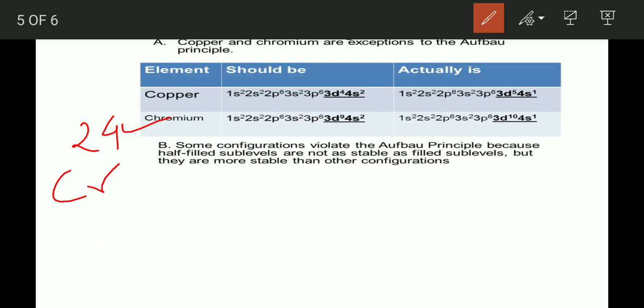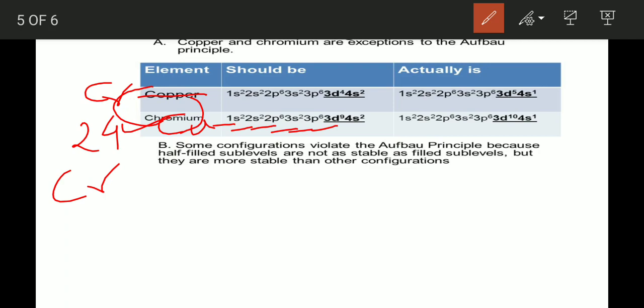When we write the electronic configuration, we get 1s2, 2s2, 2p6, 3s2, 3p6, 3d9. I'm sorry, it should be 3d4. By mistake, this should be chromium and this should be copper. Here we write chromium, Cr, and here we write copper, Cu. So this is chromium.